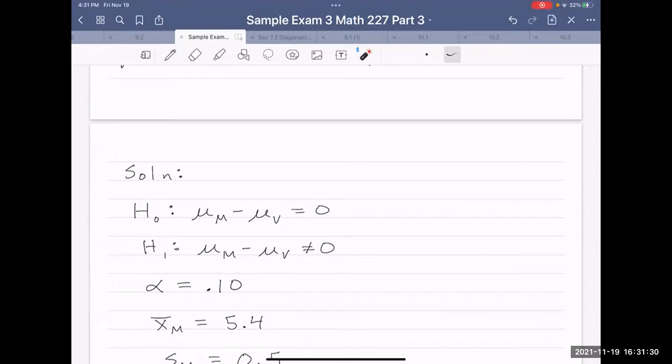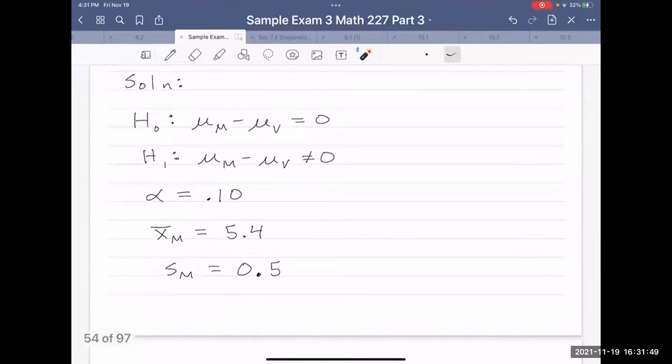So the null hypothesis is that the average for Maryland minus the average for Virginia is 0. The alternative hypothesis, mu sub m minus mu sub v is not equal to 0. Let alpha equal 0.10.